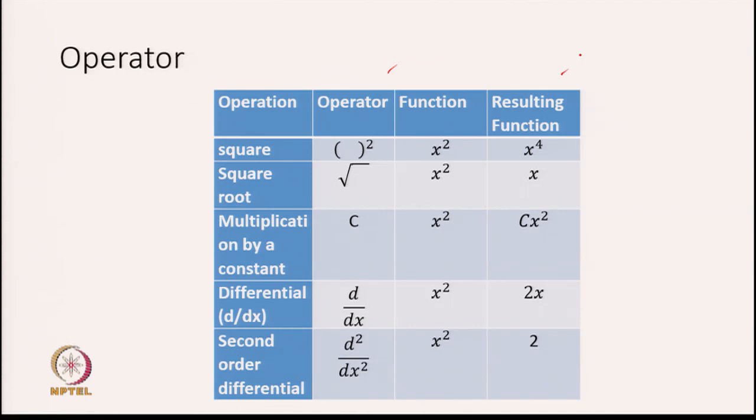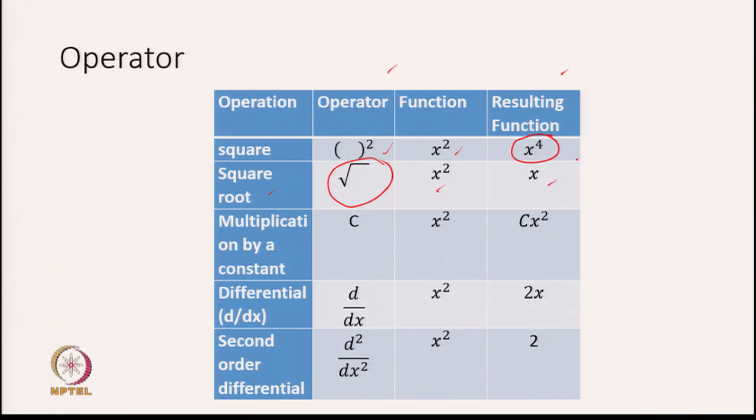Squaring is an operation and this is shown by this operator. If the function is x square, and I apply the square operator on x square, I am going to get another function, which is x power 4. Similarly, a square root can be an operation. You are taking the square root of a function and this operator will be given by this sign. If I apply the square root operator on x square, I am going to get another function, x.